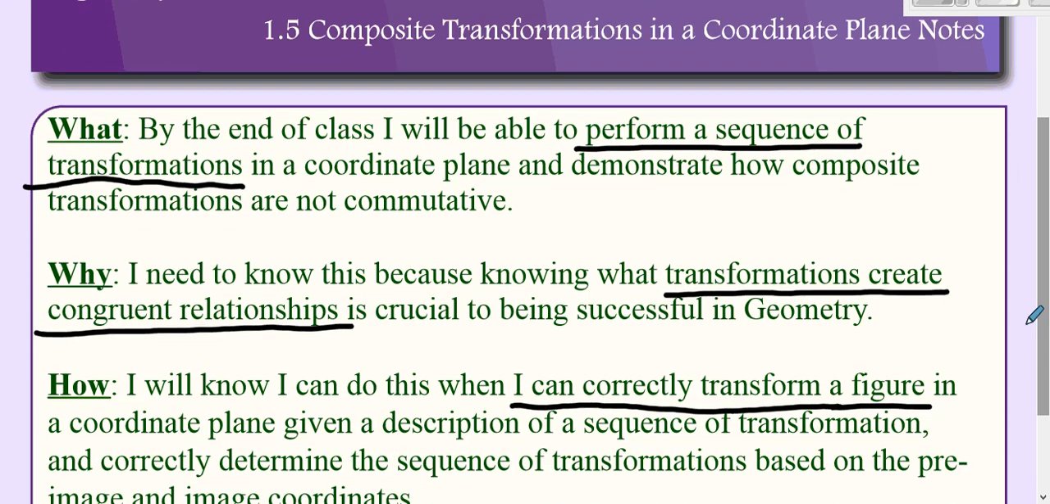So today we're going to be looking at composite transformations. That means a couple of transformations in a row. We're going to be performing a sequence of transformations. So that's like a composite transformation.